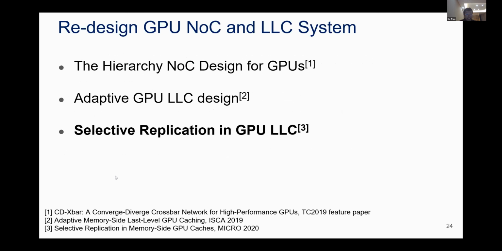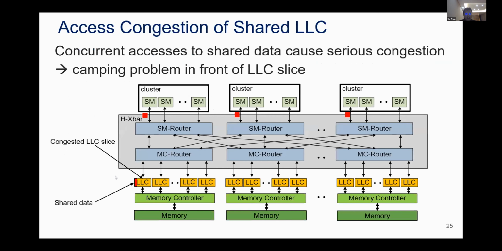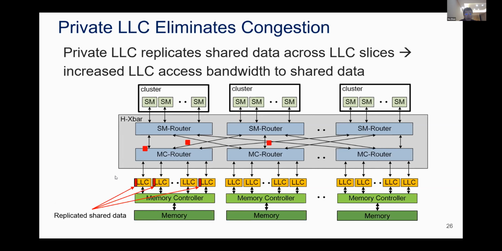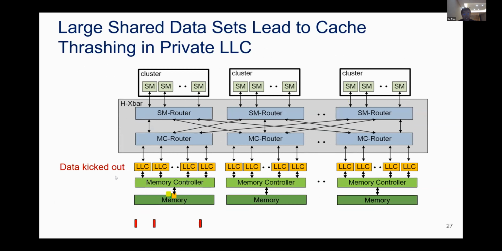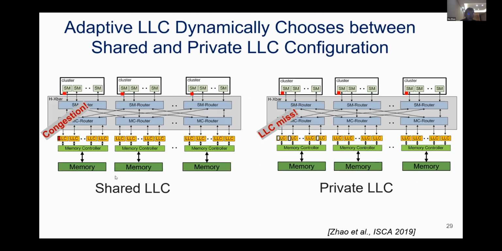Next, I will talk about our selective replication in GPU LLC. As shown before, in the shared LLC organization, if multiple SMs want to access the same data, it will cause contention. And we propose the private LLC to replicate the data across LLC slices and avoid the contention. However, if the shared data set is very large, a lot of data replication will cause cache thrashing and kick the data out. Thus, when the SMs want to access the data, this will cause very serious LLC misses. The problem of the shared LLC is the congestion, and the problem of private LLC is high LLC miss rate because of the data replication.